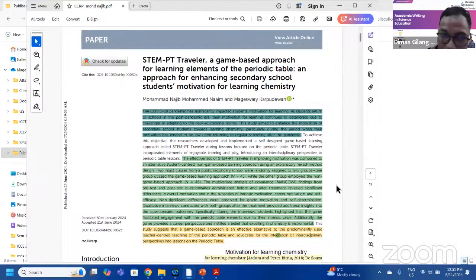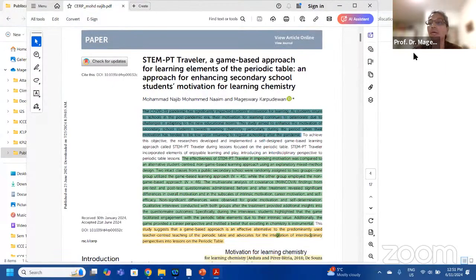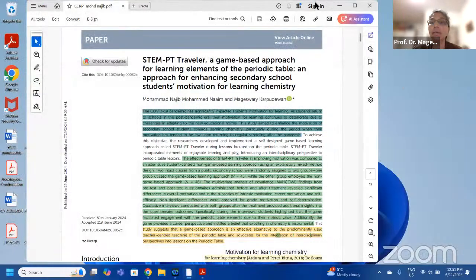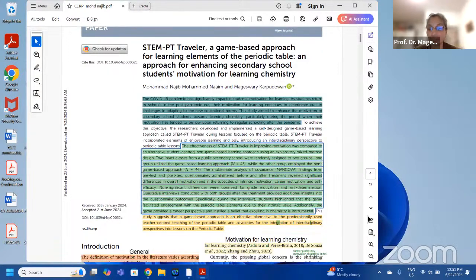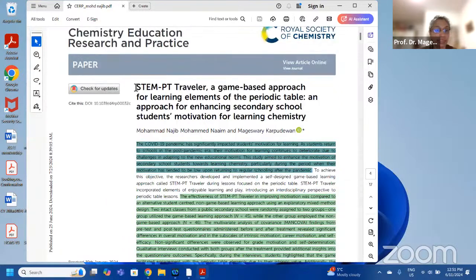Okay. Paper. Right. Now, you just follow me. You have to be very focused to understand how to write an introduction. Right. Now, please take note of the title. The title is STEM PT Traveler, a game-based approach for learning elements of the periodic table and enhancing secondary school students' motivation for learning chemistry.